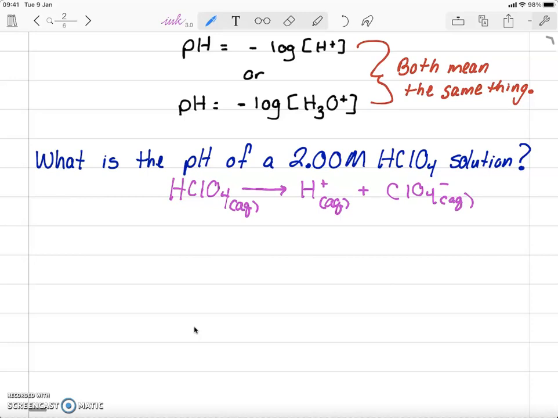Now, the original concentration of the acid was 2 molar, 2.00 molar. This means when it dissociates 100%, it will also give 2 molar H+ ions and 2 molar perchlorate anions. Now, we want the pH, so we are just going to focus on this part right here. Now that we know how much H+ is in solution, we can use the equation pH is equal to the negative log of H+ to solve.